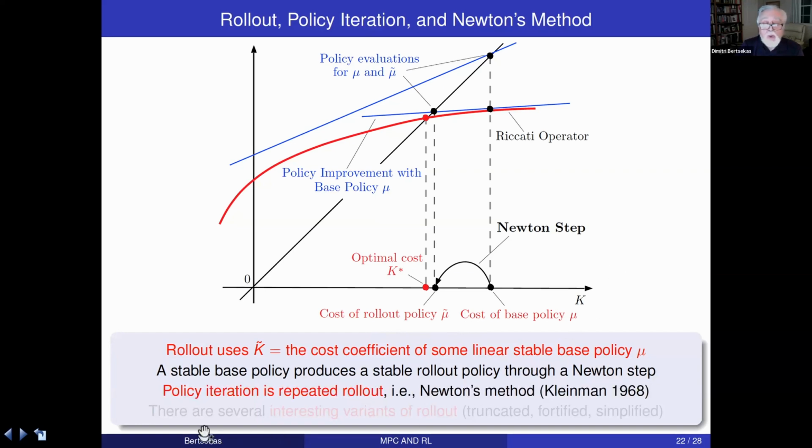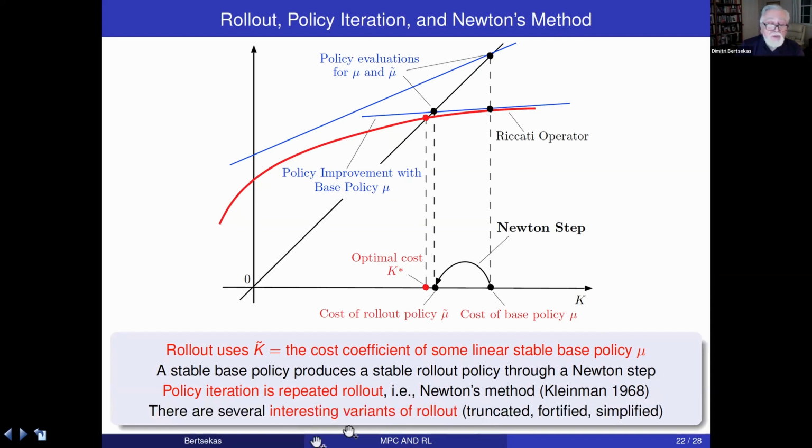Now, what is policy iteration? Policy iteration is repeated steps of rollout. In other words, it's exactly the same as Newton's method applied to solving the Riccati equation. And this is a well-known fact in control theory. It dates back to 1968 in the PhD thesis of David Kleinman at MIT.